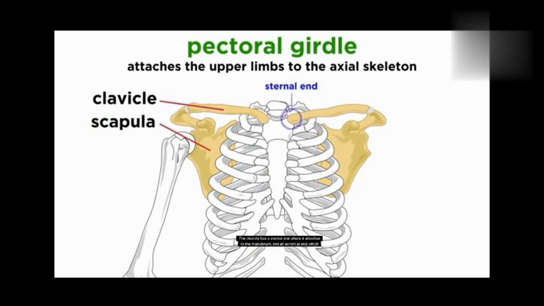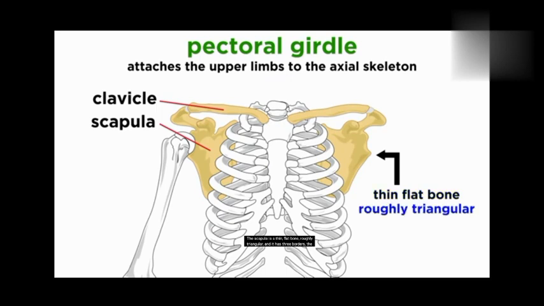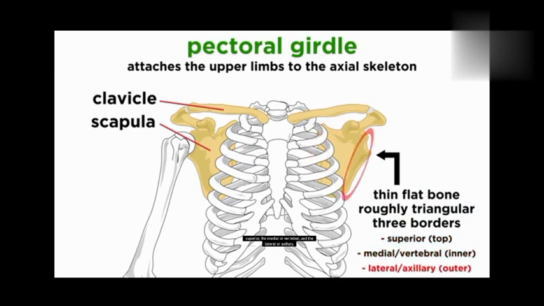The clavicle has a sternal end where it attaches to the manubrium and an acromial end, which joins the scapula. The scapula is a thin, flat bone, roughly triangular, and it has 3 borders: the superior, the medial or vertebral, and the lateral or axillary.